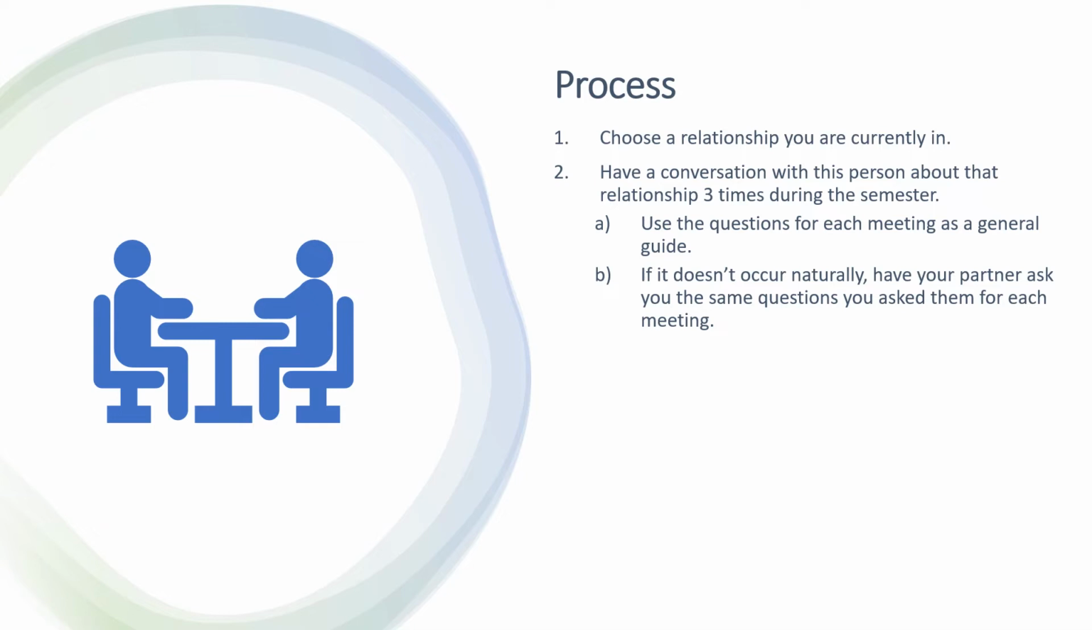If you're having trouble maintaining the conversation, those questions are there to keep things going. If reciprocal question asking doesn't occur naturally, have your partner ask you the same questions. So let's say you go through the list of 6 or 7 questions after meeting 1 and you let them respond. If they don't in turn say, well, what about you? What do you think about our relationship? Then have them ask you the same questions back.